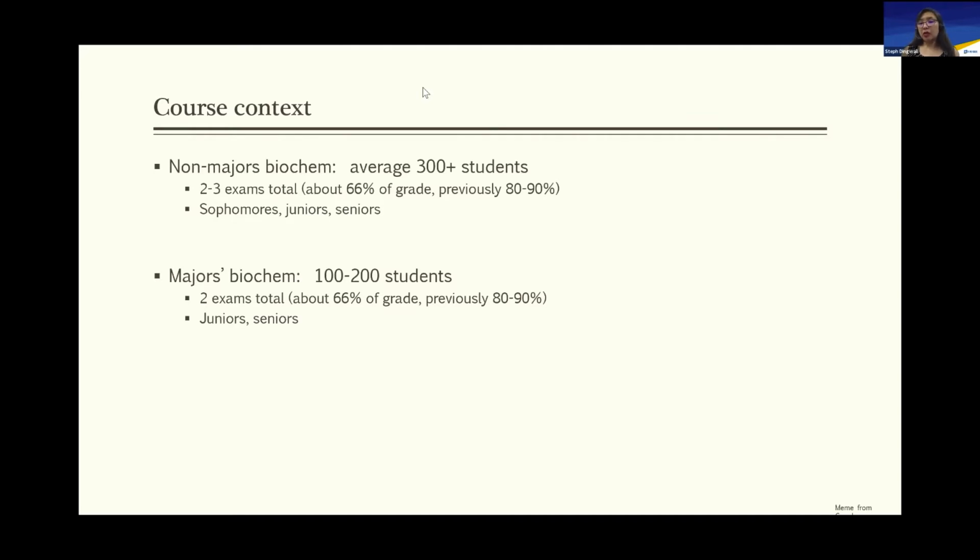In my major's biochem course, it's still fairly large at 100 to 200 students. The exams, I've considered moving it to 3 exams, but right now we've kept it at 2 because of the increase in homework and the amount of, I guess you could say, unofficial feedback that the students get, no stakes in class. So I've reduced the amount of points for assessments by increasing the amount of points for homework, but it's still a decent chunk of their grade.